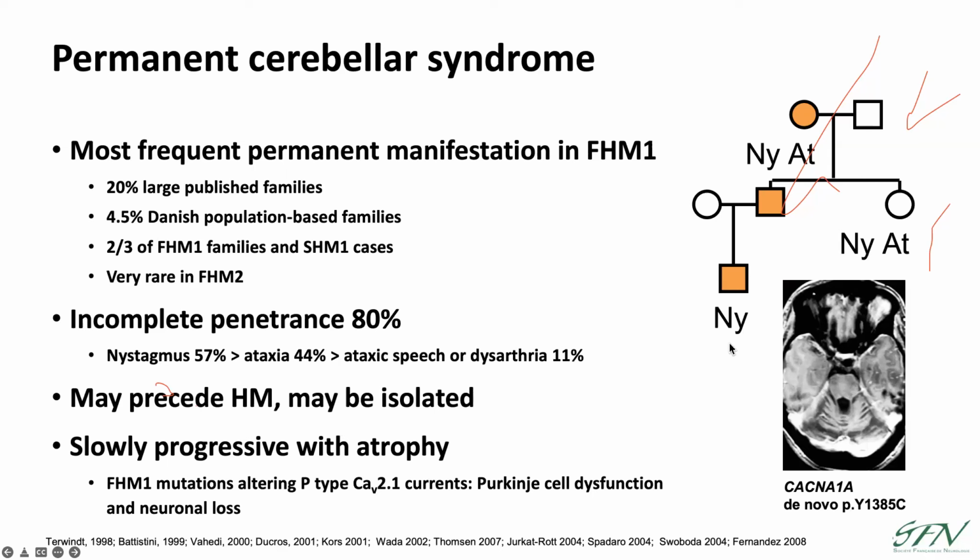Here is shown a family. All those in orange have hemiplegic migraine attacks. Those with the mark have cerebellar ataxia. Here, this woman, and you can see that the son here has hemiplegic migraine, but no ataxia and no nystagmus.